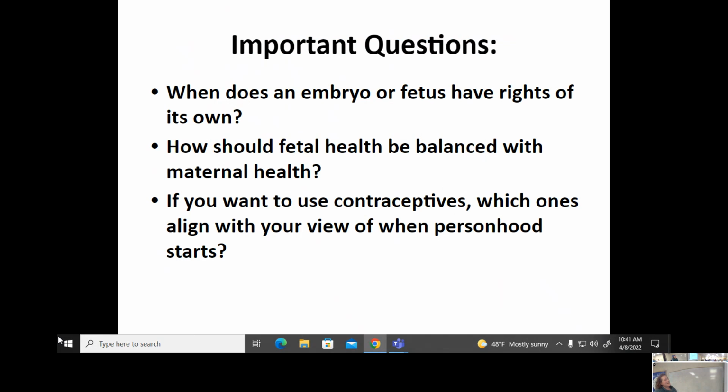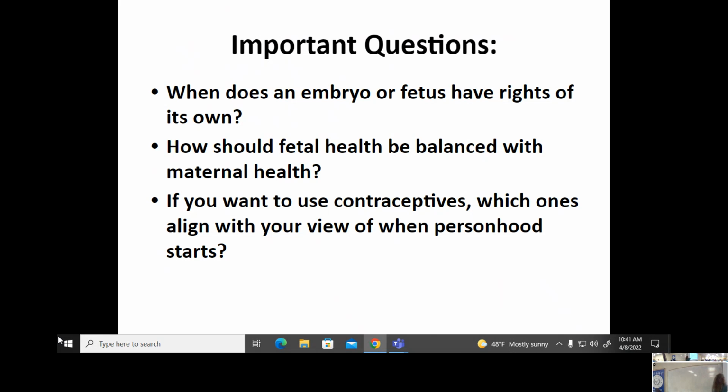This is, I think, the last slide in this section, and this is not a discussion that we're going to have, but these are questions that are important to think about when you think about what you think about abortion and who should have one and when it should be.